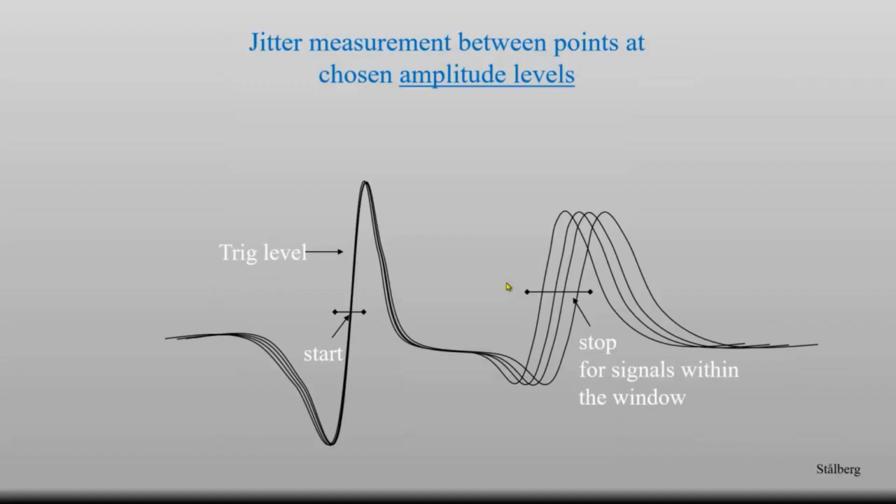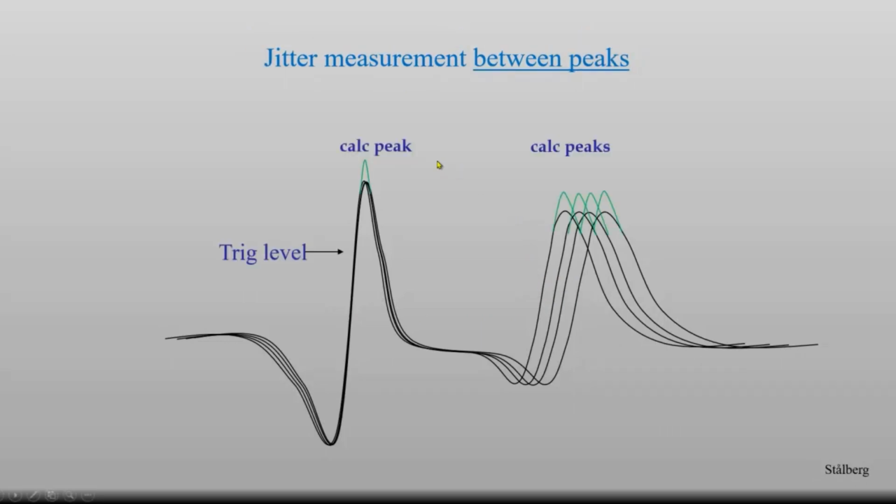Now, in order to quantitate this, we need to measure time between the first and the second pulse. The original method was to have time windows with a starting point here, and then a stopwatch; we stopped the measurement when the signal passed through this window. So between this and this, and next time between this and this, and so on. This was the technique that is used in some equipment still. Another possibility was to measure between the peaks, between this peak and this peak. And for a signal like this, it gave exactly the same jitter value.